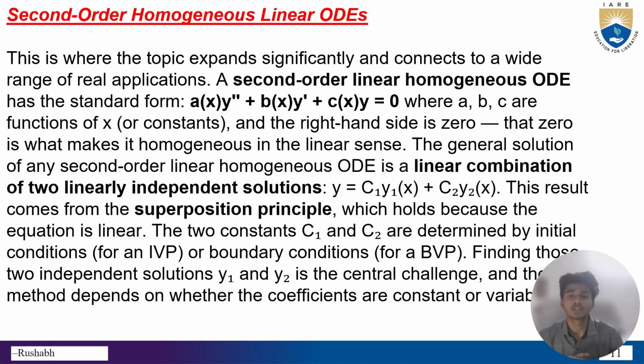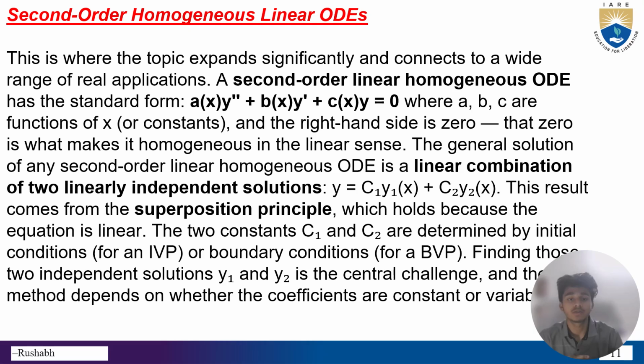Second order homogeneous linear ODE. This is where the topic expands significantly and connects to a wide range of real applications. A second order linear homogeneous ODE has a standard form: a(x)y'' + b(x)y' + c(x)y = 0, where a, b, c are functions of x or constants, and the right hand side is 0. That 0 is what makes it homogeneous in the linear sense.